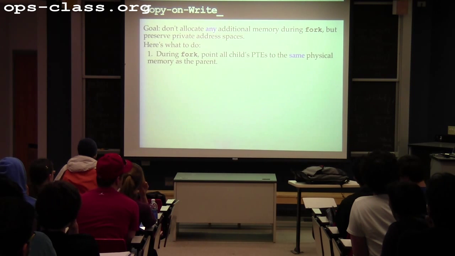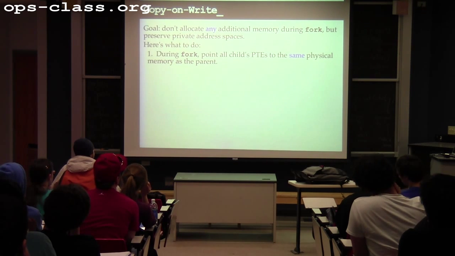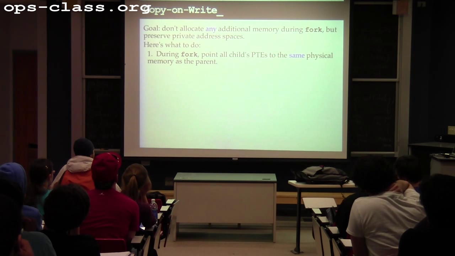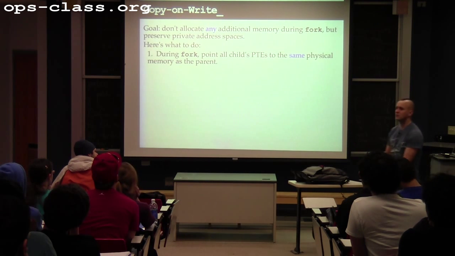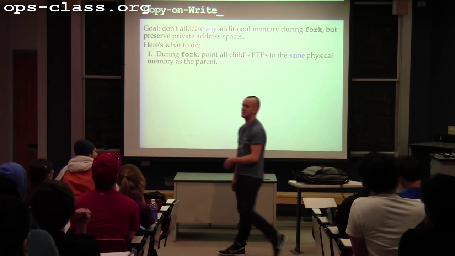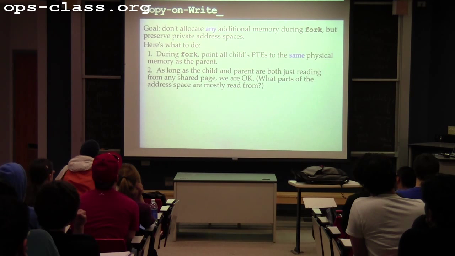But here's what we do, right? So I wish I had a diagram for this. I didn't have time to make one. But during fork, I take all the child's new page table entries and I point them to the same physical memory, right? This sounds like we're doing this bad thing that I just mentioned, which is that we're allowing the two processes to share memory that we shouldn't be allowing them to share. But we'll come back to this, right?